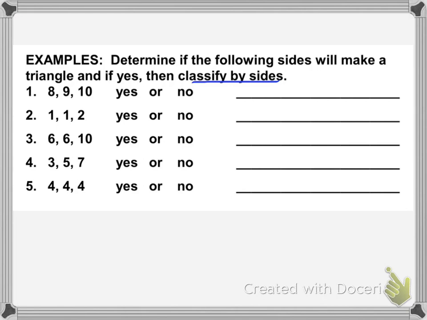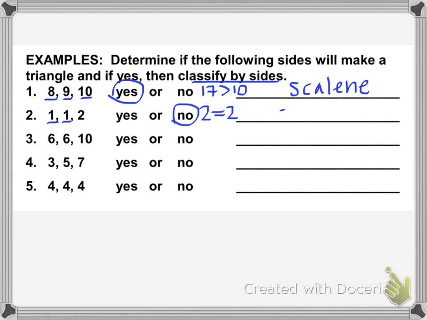So for number 1, we get 8 and 9 are your shortest sides. If you add those, you get 17, and that is greater than the longest side 10. So yes, it makes a triangle. Because all 3 side lengths are different, this is going to be a scalene triangle that it makes. All right, number 2. Our two shortest sides are the two 1s. So 1 plus 1 is 2, but compared to the third side of 2, it's equal. So it will not make a triangle, which means we cannot classify something that doesn't exist.